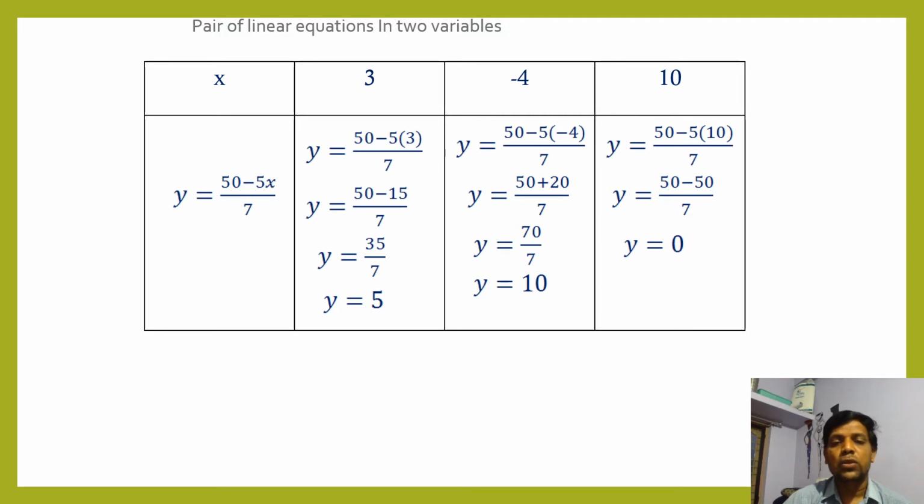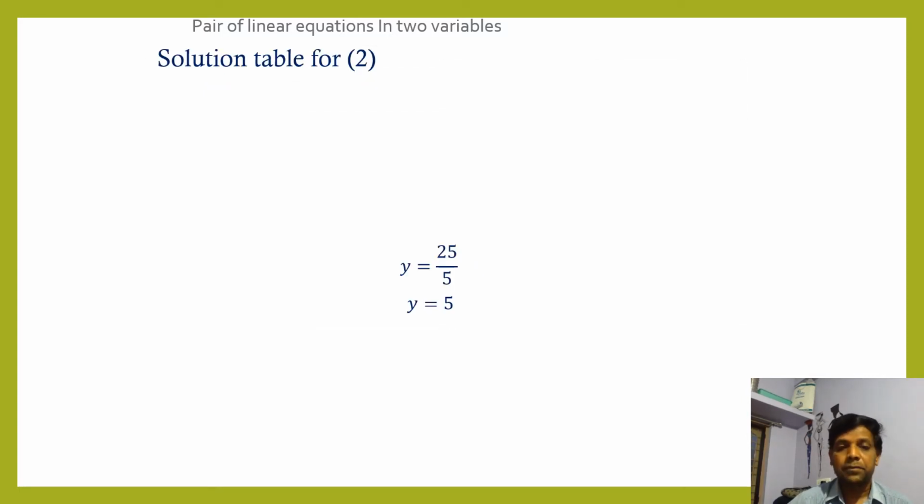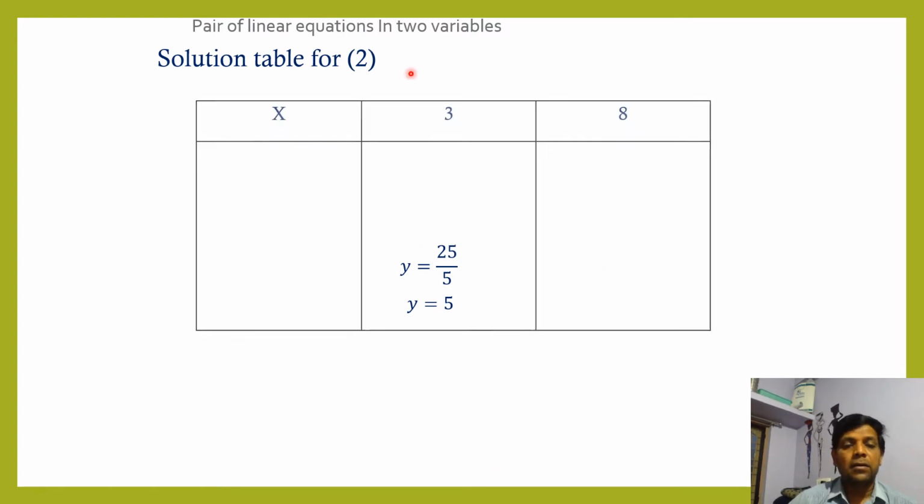So this is the solution table for the first equation. Clear? Now we have to write the solution table for the second equation. Solution table for the second. X equals 3, find the y value. X equals 8, find the y value. So what is the value of y here? Y equals 46 minus 7x by 5. So for the x value 3, substitute the x value.